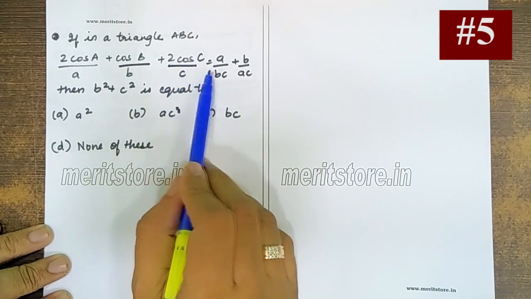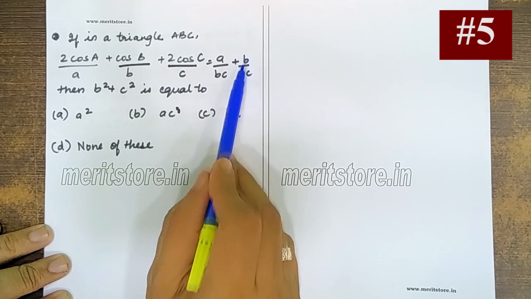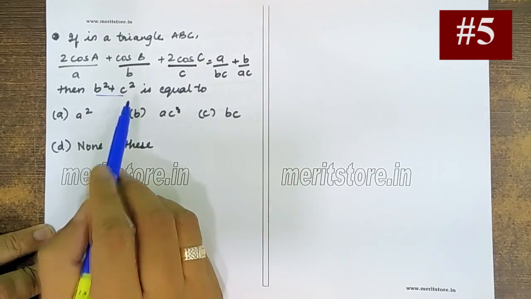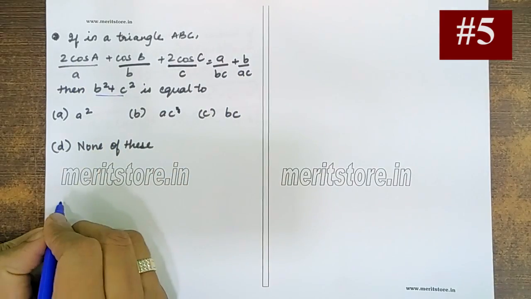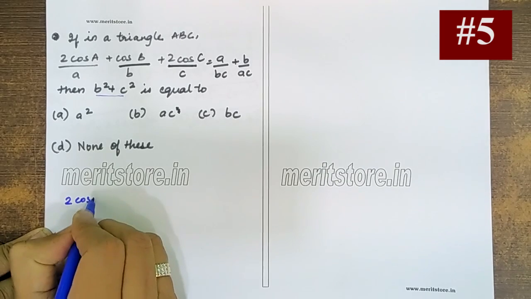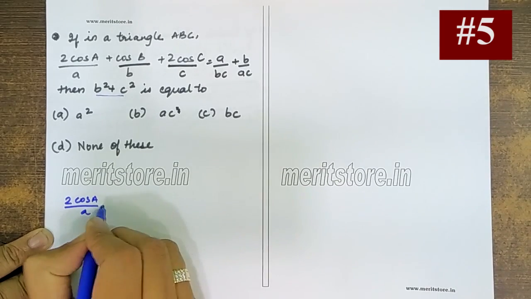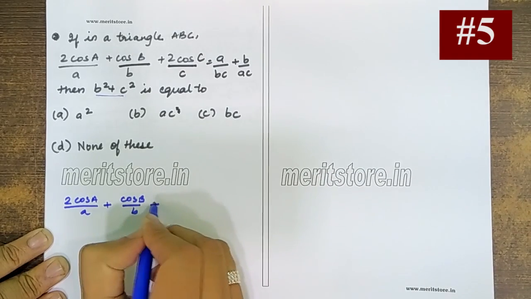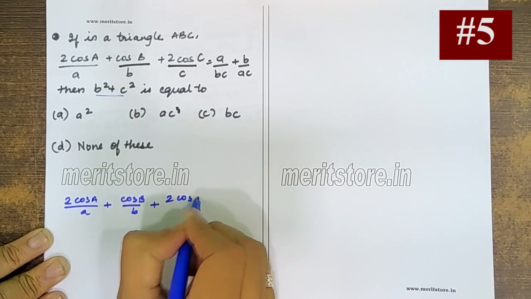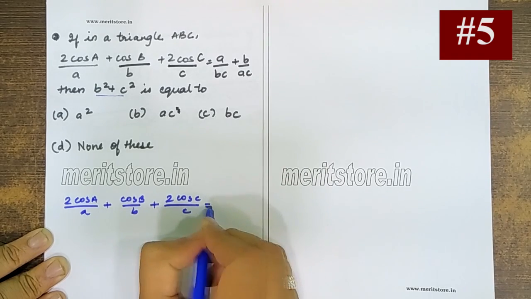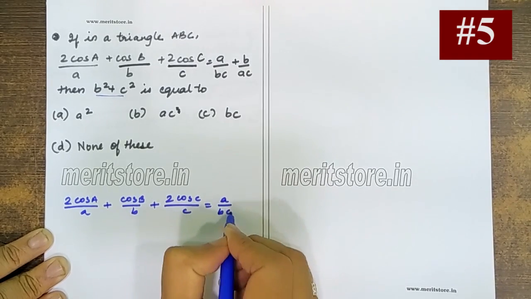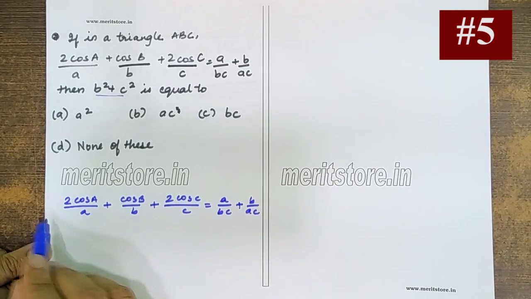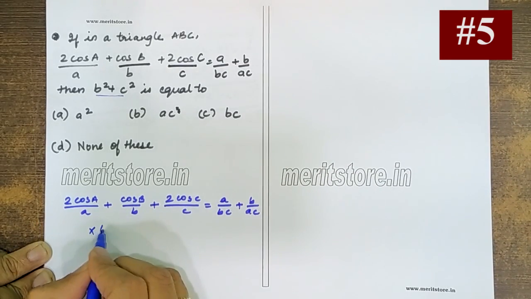If in a triangle ABC, 2 cos A upon A plus cos B upon B plus 2 cos C upon C is equal to A upon BC plus B upon AC, then we have to find the value of B square plus C square. Now we will start with the given condition, that is 2 cos A upon A plus cos B upon B plus 2 cos C upon C is equal to A upon BC plus B upon AC. Now we will multiply both sides by ABC.